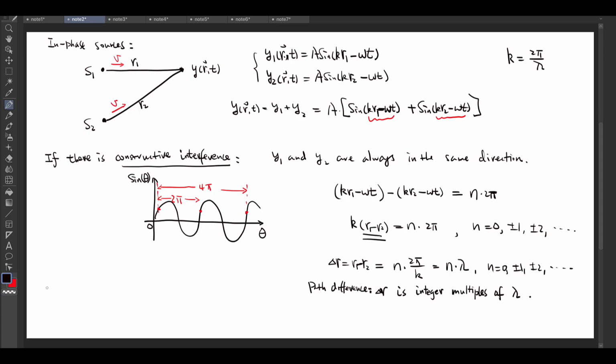Now, what kind of condition gives us destructive interference? For the two waves to be destructive to each other, we need to have y1 and y2 always in the opposite direction.